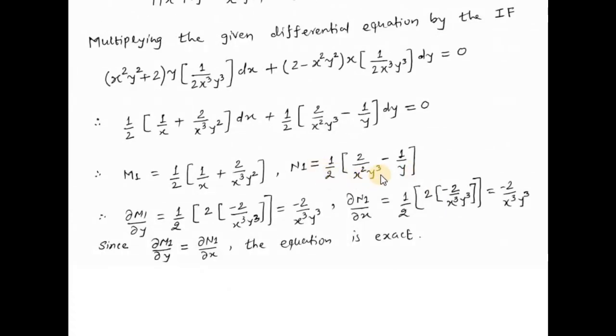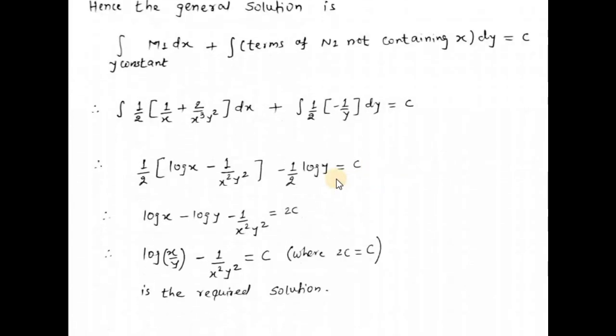So here the integration of M1 is 1/2 in bracket 1/x plus 2/(x³y²) dx, plus terms of N1 not containing x. So in N1 there are two terms, and the first term contains x, so we will skip the first term. So here we will write down minus 1/(2y).